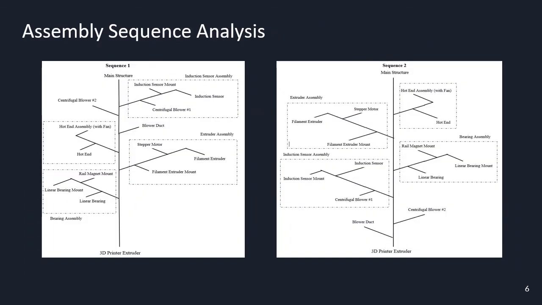Here we have 2 possible sequences for the assembly of a 3D printer extruder. Each sequence has 4 sub-assemblies, which includes the induction sensor assembly, extruder assembly, bearing assembly, and hot end assembly.